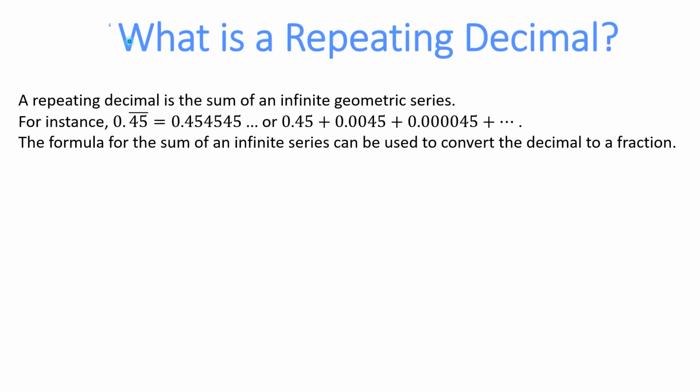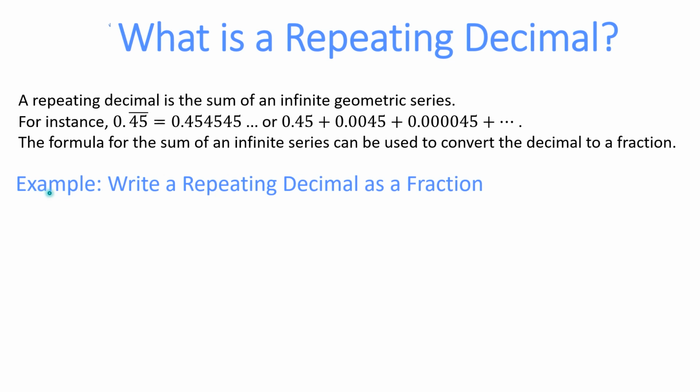What is a repeating decimal? A repeating decimal is the sum of an infinite geometric series. For instance, 0.45 recurring is equal to 0.454545 and so on, or 0.45 plus 0.0045 plus 0.000045 and so on. If you observe, this is nothing but an infinite series, and we can use the formula for the sum of an infinite series to convert the decimal to a fraction.